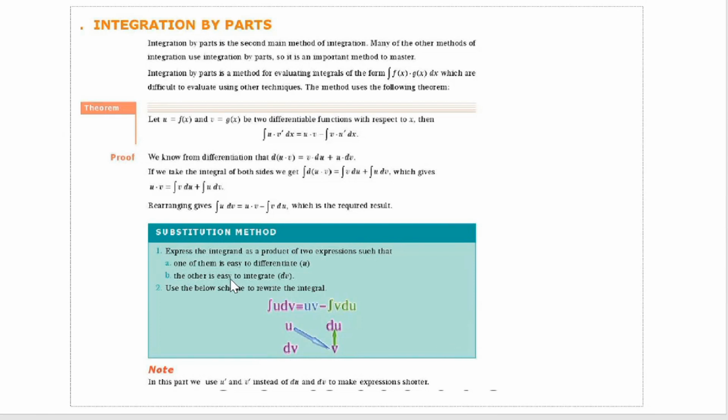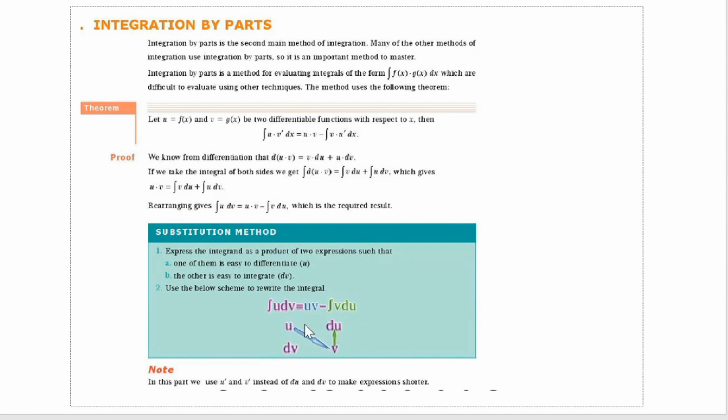Here below is the substitution method. First, we express the integrand as a product of two expressions such that one of them is easy to differentiate; we'll call that u. And letter b, the other is easy to integrate, and that will be our dv. Step number 2, use the formula to rewrite the integral. The integral of u dv is equal to uv minus the integral of v du.